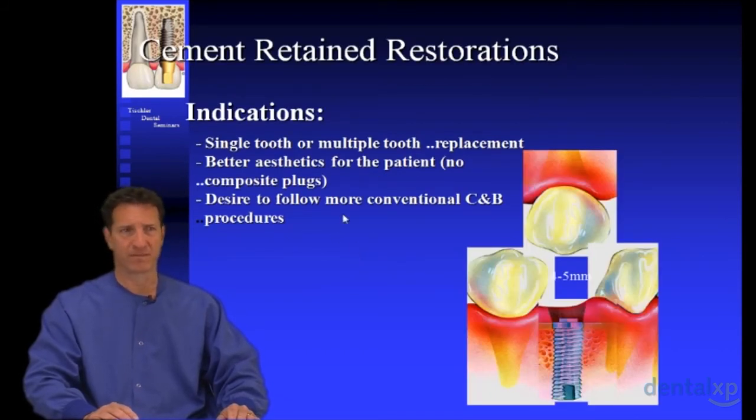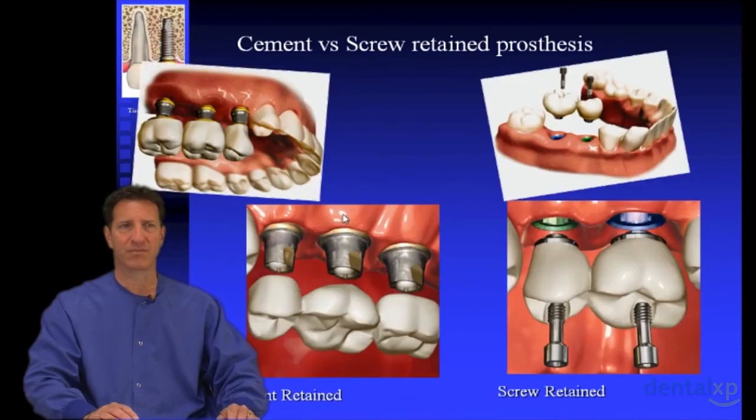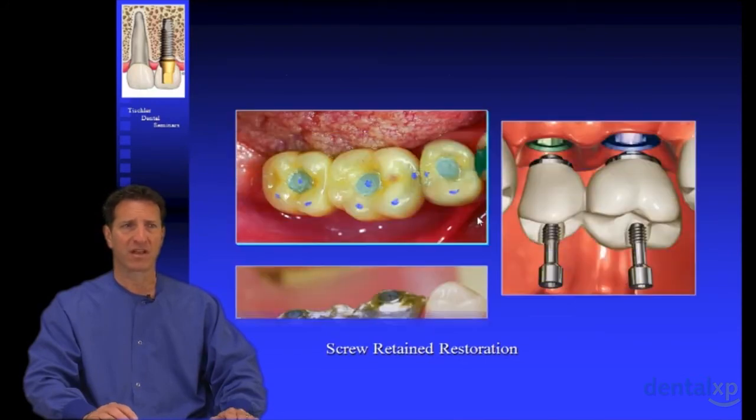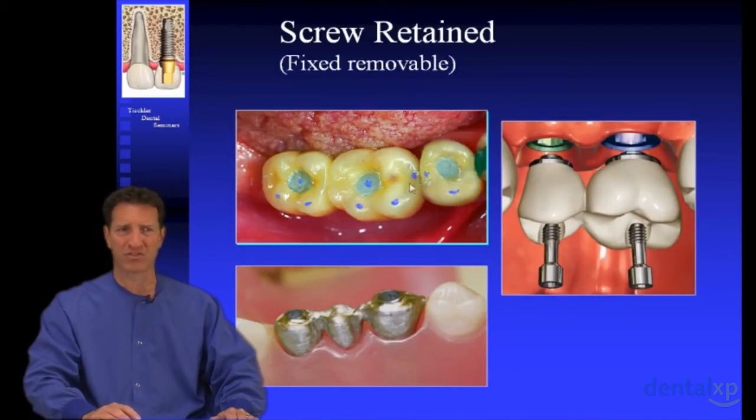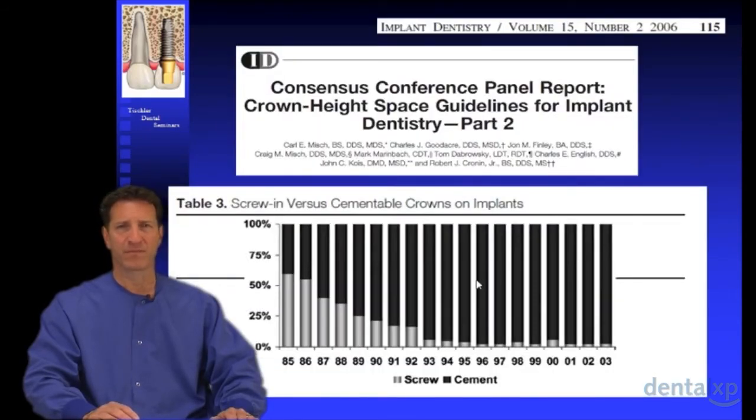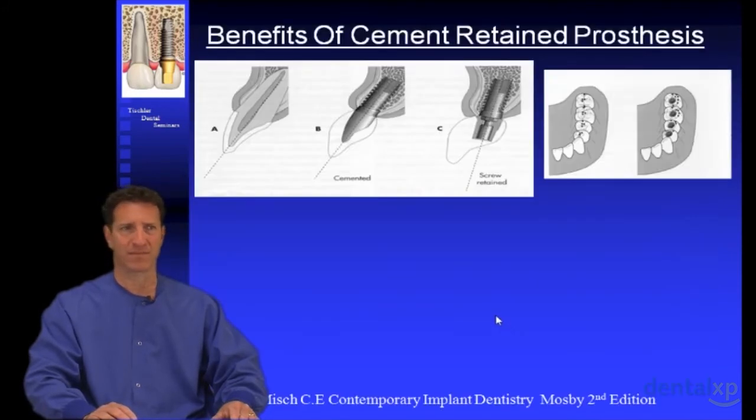That's just my choice. Cement retained prosthetics are being used more and more by clinicians. When you screw retain a prosthesis like this, you have these holes in the top of the crown, which allows for more unstable porcelain here. And also, it allows for more problems with screw breakage according to the literature. According to the study, you can see more and more clinicians are using cement retained prosthetics versus screw retained. The trend is definitely going that way.